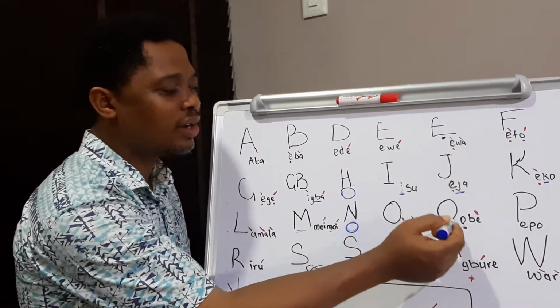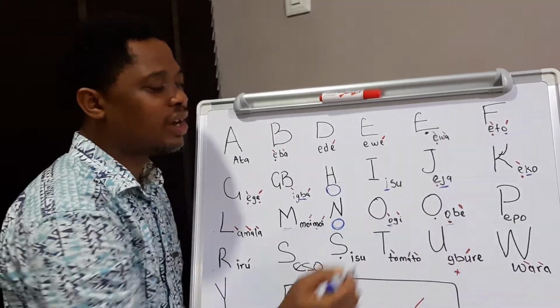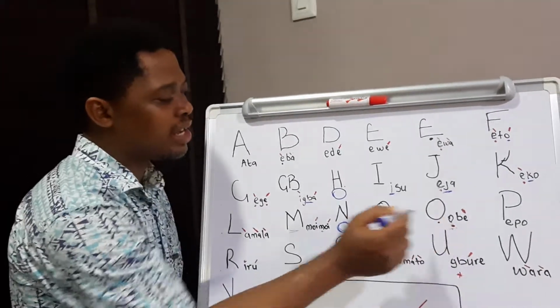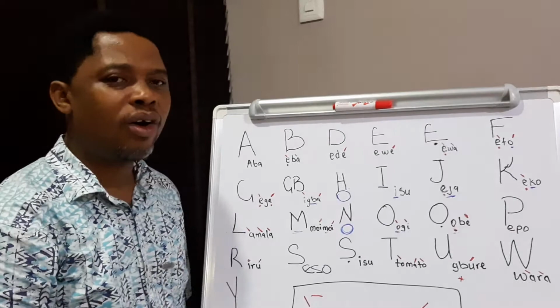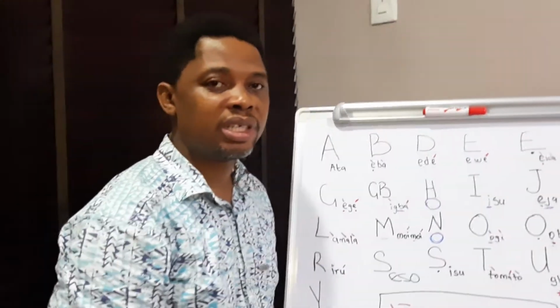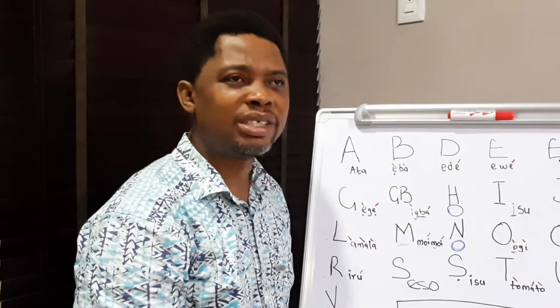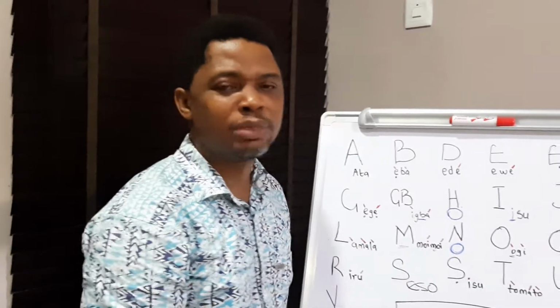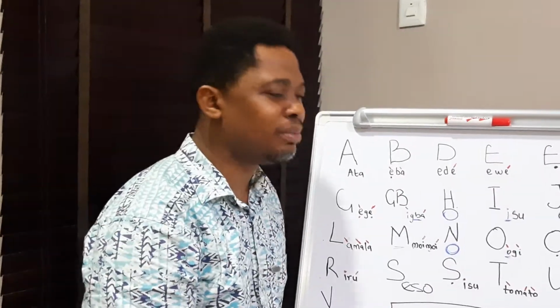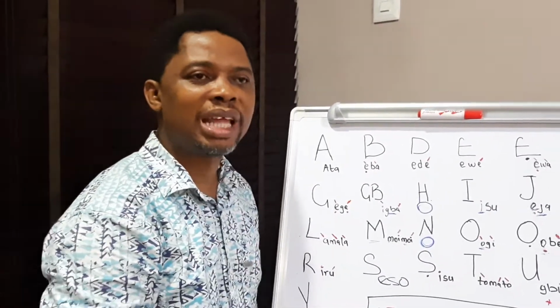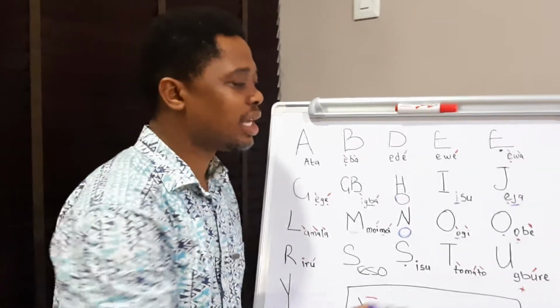Obe, obe is soup. It could be stew. Generally in Yoruba, obe could be soup, it could be stew, it could be obe for ewedu. That's the name for any form of soup.